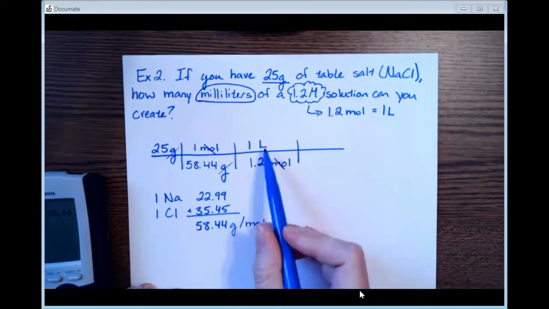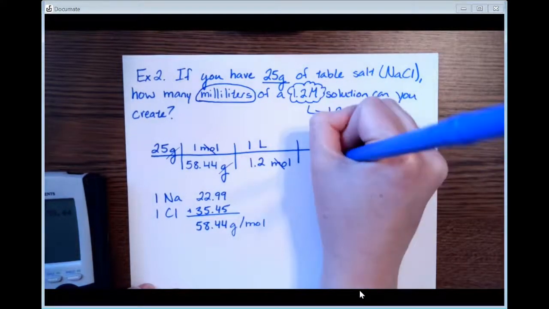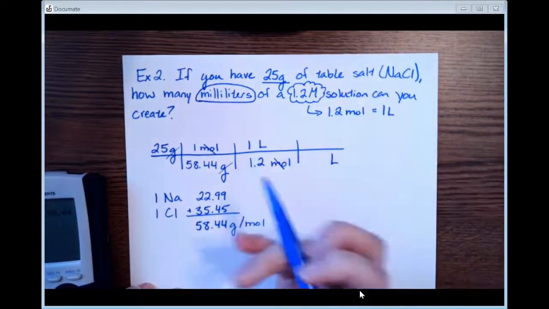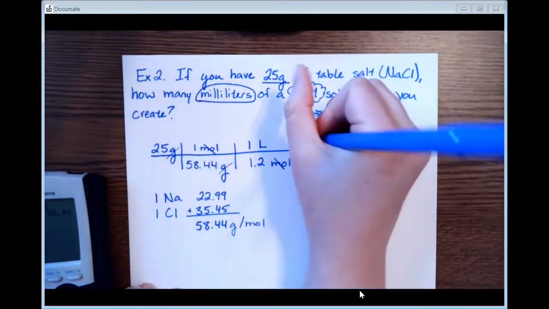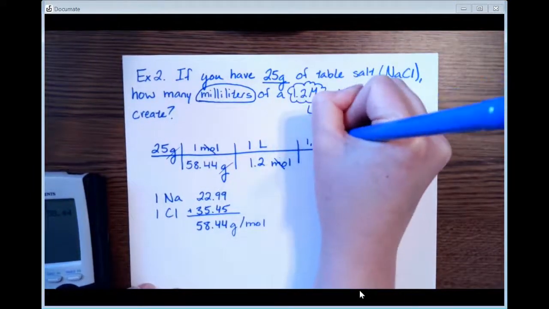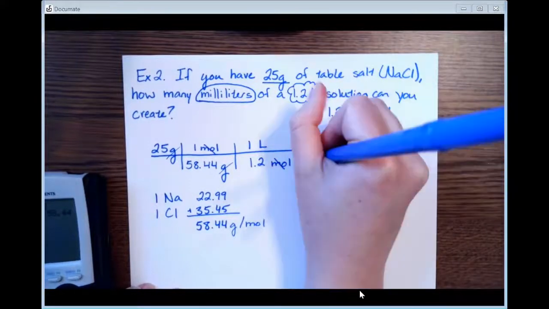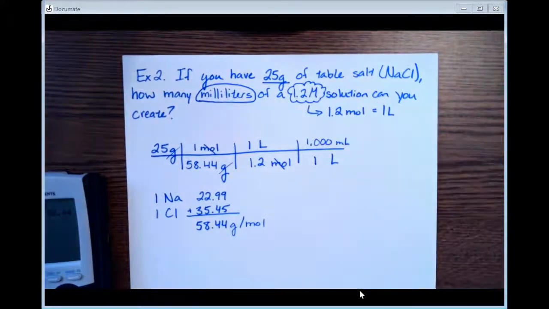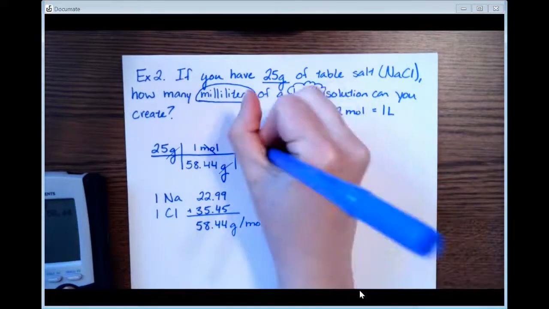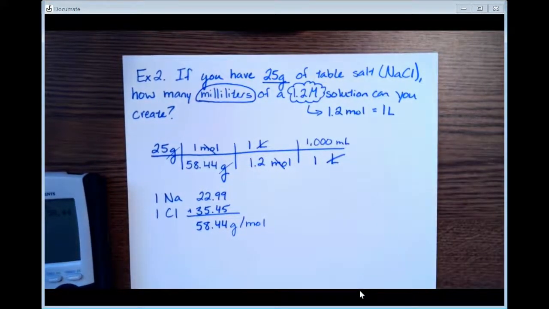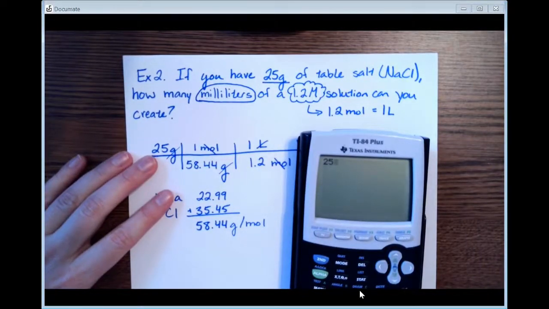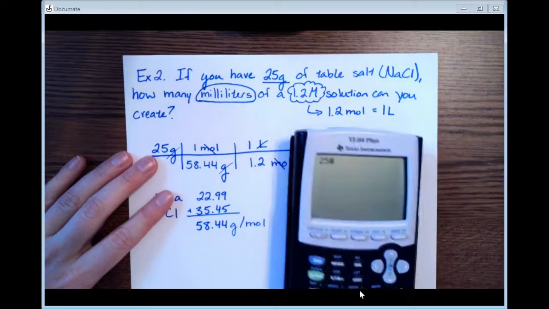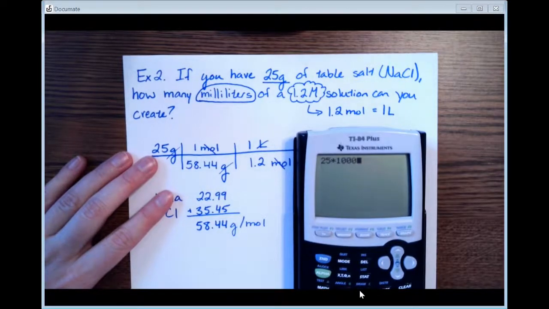If I have liters up top, I need liters on the bottom, because this case is not asking for liters, it is asking for milliliters. Okay, so remember, milli means 1,000 milliliters per 1 liter. Okay, so all my units cancel out except for milliliters, which is my final unit. So we set this up, numbers up on top, we multiply. So 25 times 1 times 1 times 1,000.